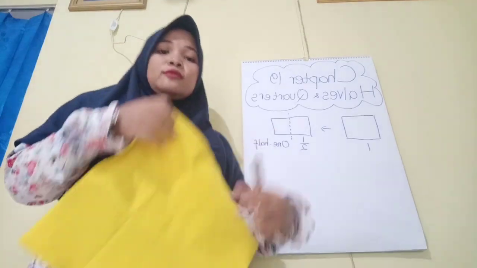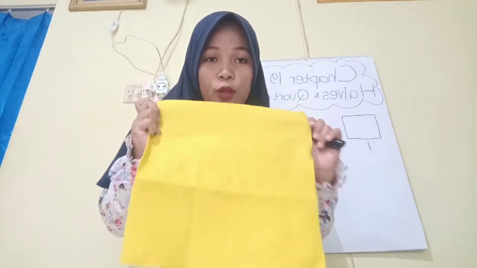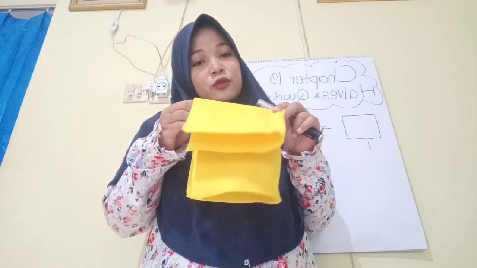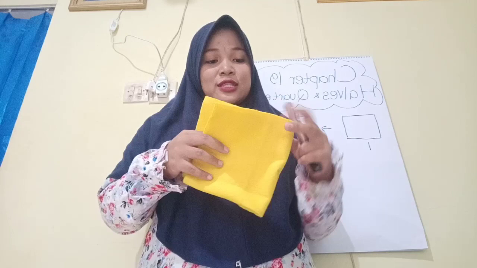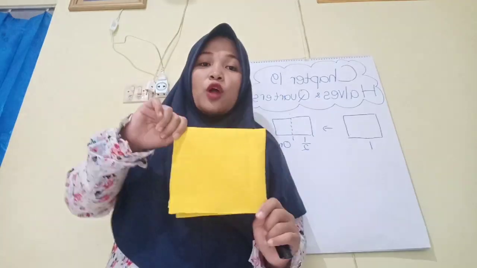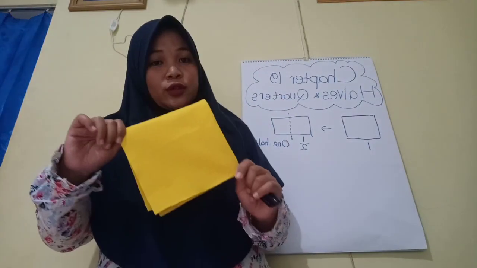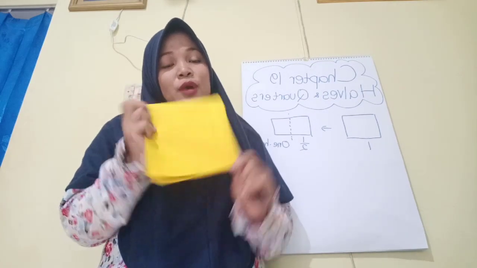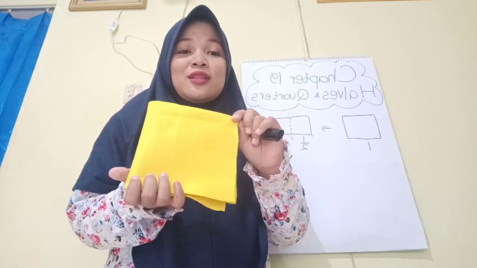How about this one? I fold this whole rectangle into two like this. This is a half, or one half, and then after that I fold again and it becomes like this. So there will be four parts. From a whole rectangle I fold, and it becomes four parts. So I call this one quarter.